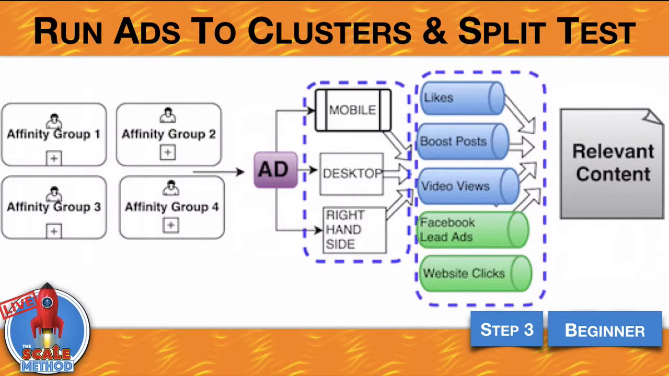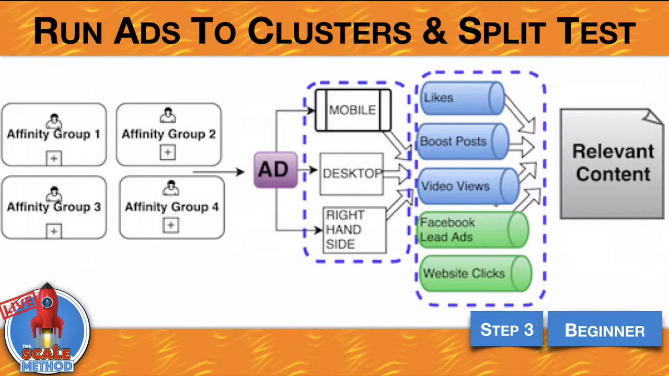So let me give you an example. We're going to want to test to figure out how much does it cost for us to get a like, or how much does it cost for us to do a boost post or a video view on mobile? How about desktop? How about right-hand side? We're going to want to know what is our average cost per like, what's our average cost per boost post, and average cost per video view, with each one of those different placements.